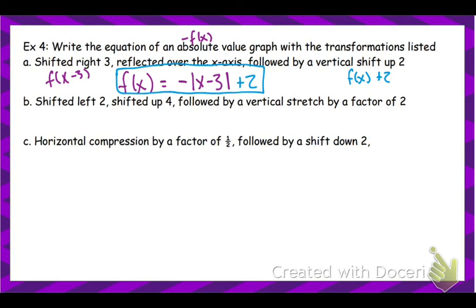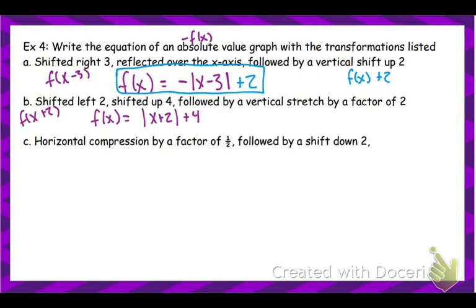So what we're going to do now, we'll start with a shift left 2. So a shift left 2 would be f of x plus 2. So this is going to become x plus 2. A shift up 4, that's f of x plus 4, so we can just put a plus 4 on the outside. What's a little bit different here, though, is the order in which we're applying these transformations.